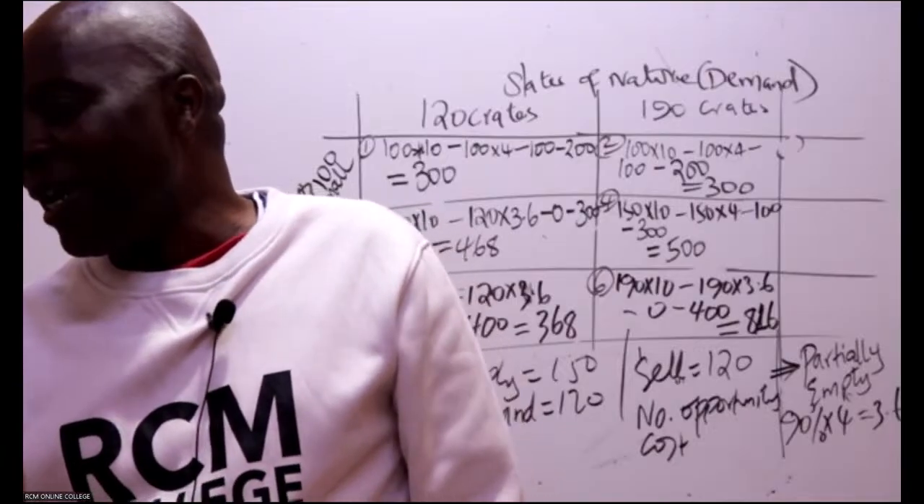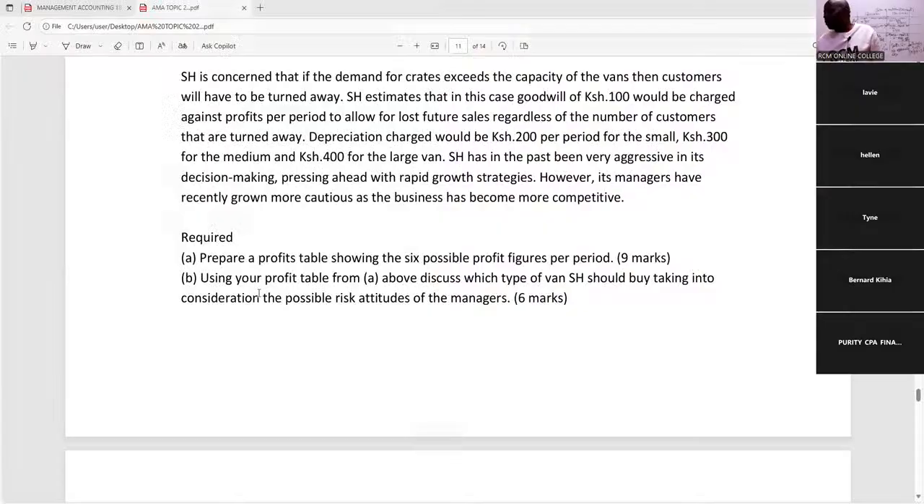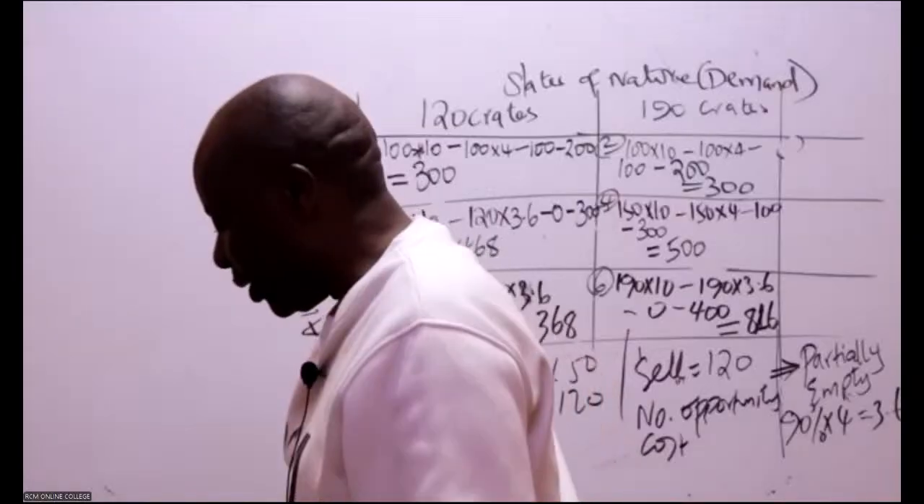So after coming up with this payoff table, they want you to use your profit table above and discuss which type of van should be bought, taking into consideration the possible risk attitudes of the manager. Remember, we have 3 risk attitudes. Do you know them? We have risk takers, risk averse, and then lastly, we have risk neutral.